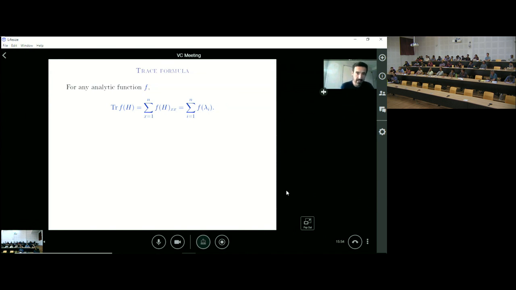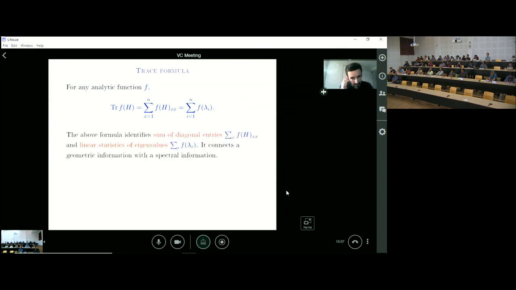So you take any analytic function f, and computing the trace of f of H is the same as looking at the sum of the f of lambda_i. If you think about this formula, it connects the sum of f of H taken on the diagonal, which is geometric information that you can compute or try to estimate, just estimating matrix entries, with another piece of information, the sum of the f of lambda_i, which are linear statistics of the eigenvalues.